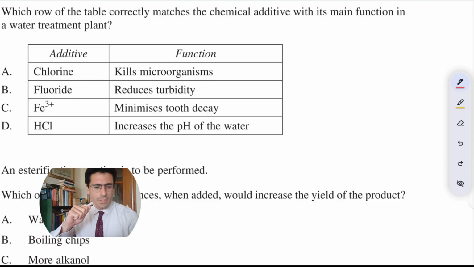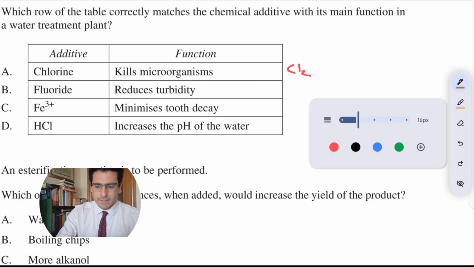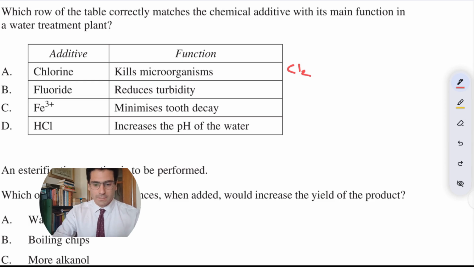Question 2. Which row of the table correctly matches the chemical additive with its main function in a water treatment plant? Chlorine. Chlorine is a halogen, Cl2. And chlorine is an oxidant, which means that it can indeed kill microorganisms. So, fortunately, we've already found the answer to the question, but in the interest of science, we might describe how chlorine kills microorganisms. Chlorine causes oxidative damage to the cell membranes.